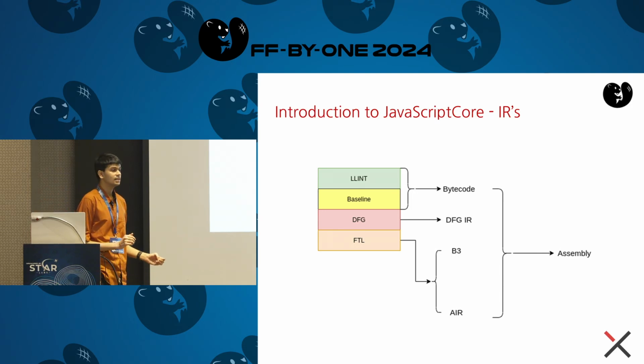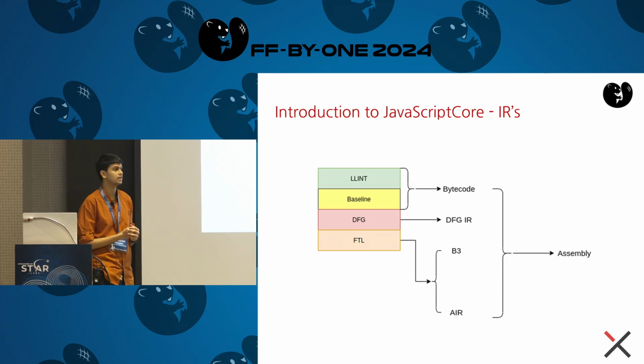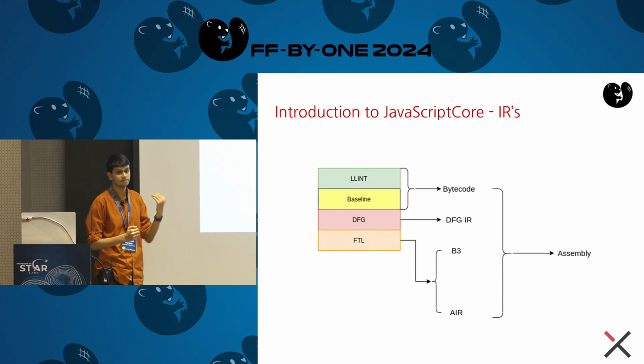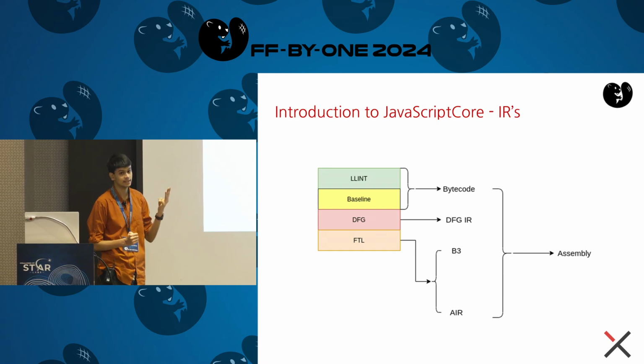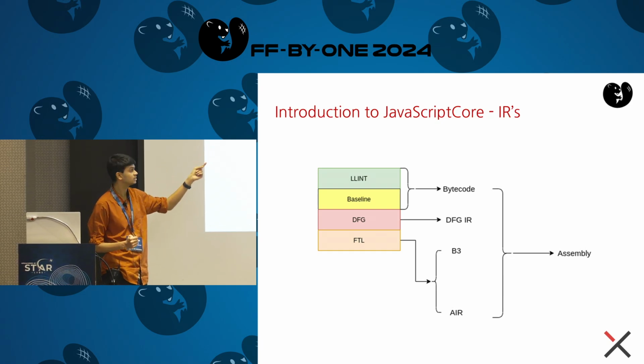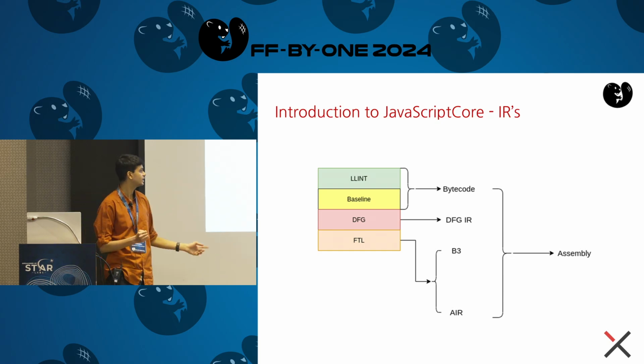I was saying that the interpreter always works with bytecode. We also saw that baseline also works with bytecode. However, DFG works with a different representation of code called DFG IR, and the FTL works with 3 IRs. It works with the DFG IR, of course, but it also has 2 unique IRs of its own, called B3 and AIR.